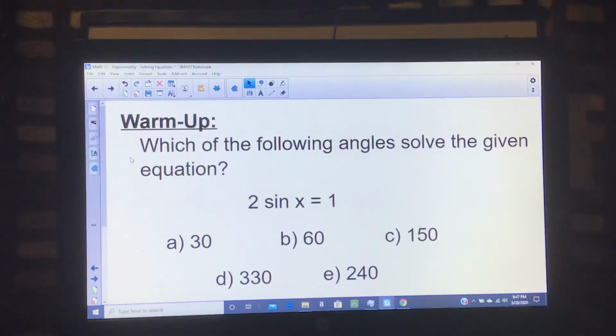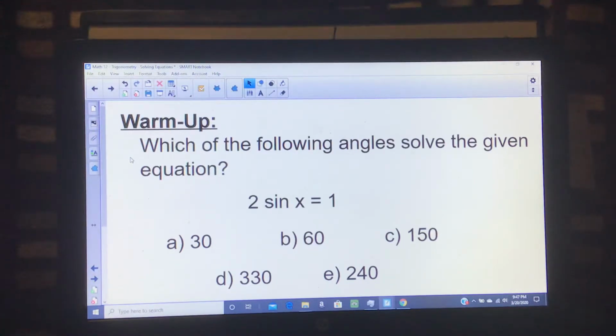So I'm going to do my best to try to get across how to solve these trig equations over the video. So, like usual, it's always good to have a motivating question. Had you been in class, I would have put this up or given this on a piece of paper. And basically, the question is which of the following angles given solve this equation.